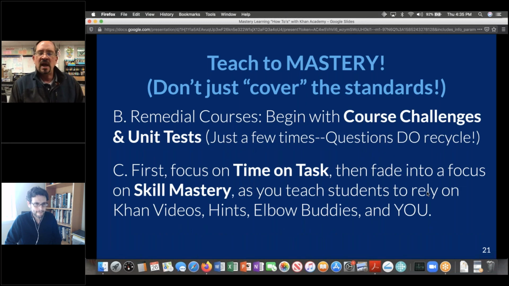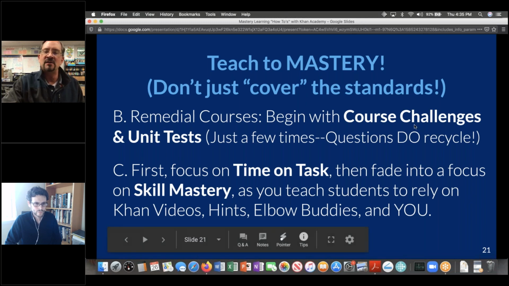Next part of this motivation piece, use those remedial courses. As they do the remedial courses, have them begin with the course challenges, because they supposedly have already covered this before, so supposedly they should be able to do it. So say, hey, start at the end, do the course challenge and the unit tests a few times. What that will do is quickly bring them up in their skill mastery a lot faster than if they went skill by skill through all the lessons. It's a really rapid advancement. And then for what they did not answer correctly, they can go in individually and work on those skills.